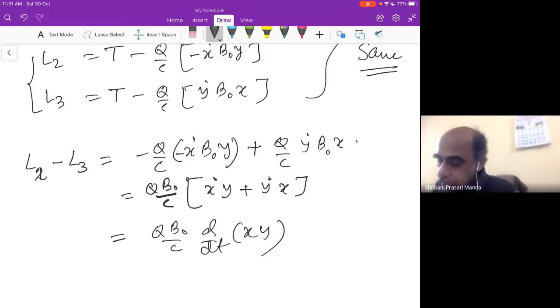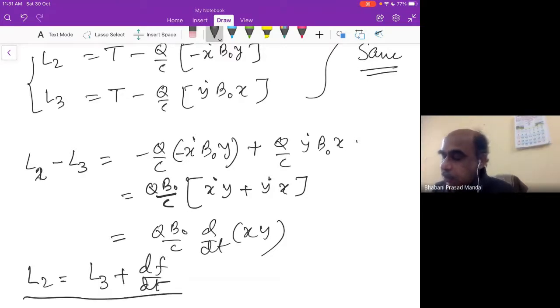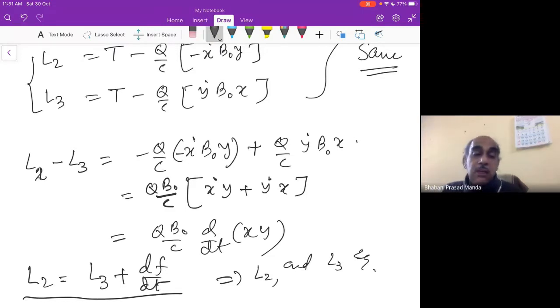So L2 is then L3 plus df/dt, and this is the property of the Lagrangian we know. This means that L2 and L3 are equivalent. So even though we get infinitely many Lagrangians, because of the infinitely many vector potentials, they are equivalent.